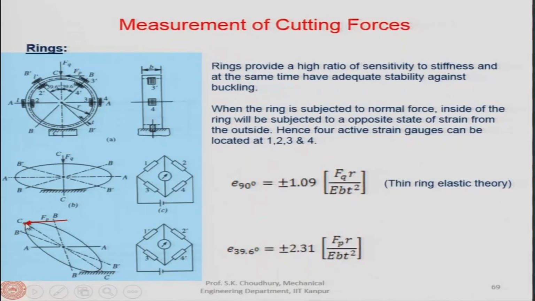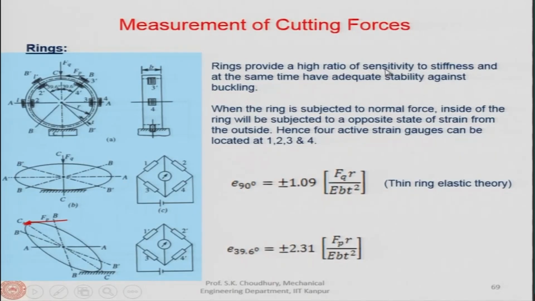Therefore, the maximum strain has been found to occur along these points at an angle of 39.6 degree. As I said, and I am repeating, these are photoelastic experiments, and these notes are revealed. Now, rings overall, this kind of structures, provide a high ratio of sensitivity to stiffness, and at the same time have adequate stability against buckling. Buckling means that when Fq, the thrust force, is acting, it will not break.